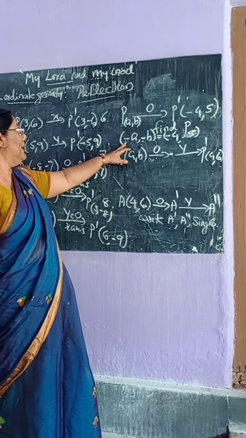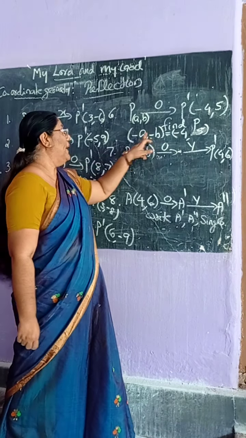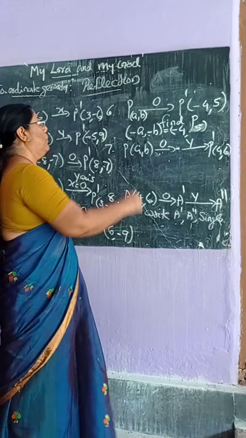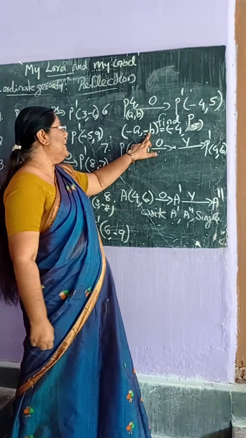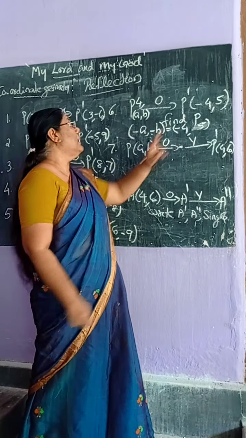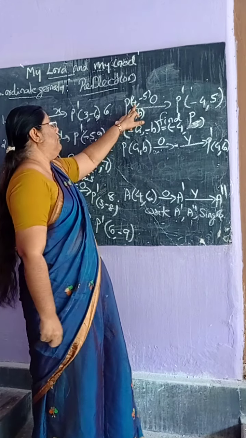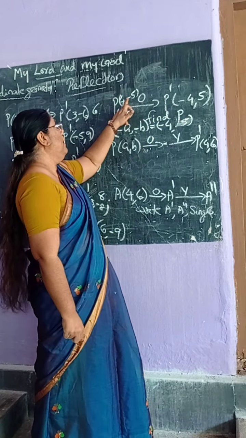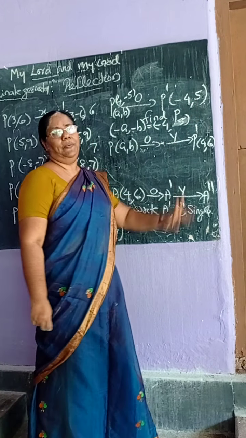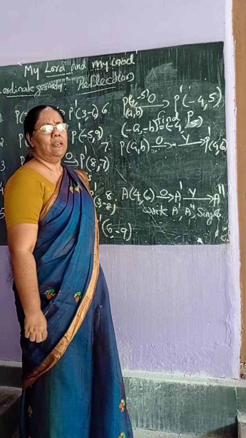Then equating, you will get -A equal to -4. Look at the board. -A equal to -4 means the answer A is 4. -B equal to 5 means B equal to -5. Then do by yourself. When we reflect (4, -5) through the origin, 4 changes to -4, -5 changes to 5. Okay. These are all 1 mark questions, independent questions.